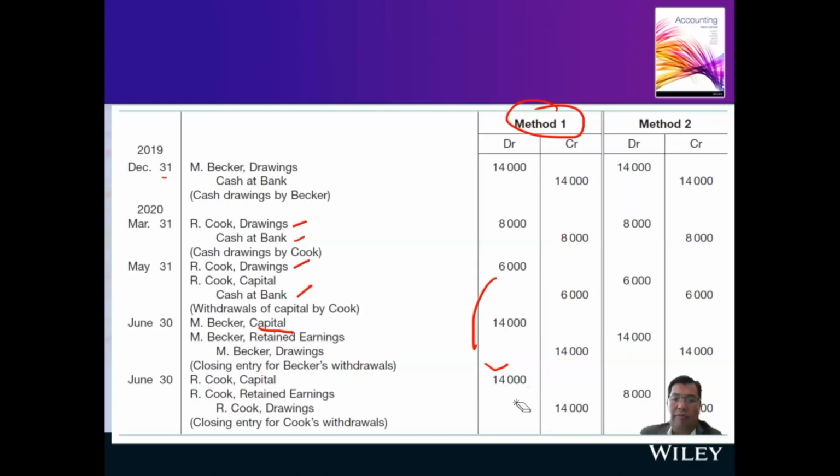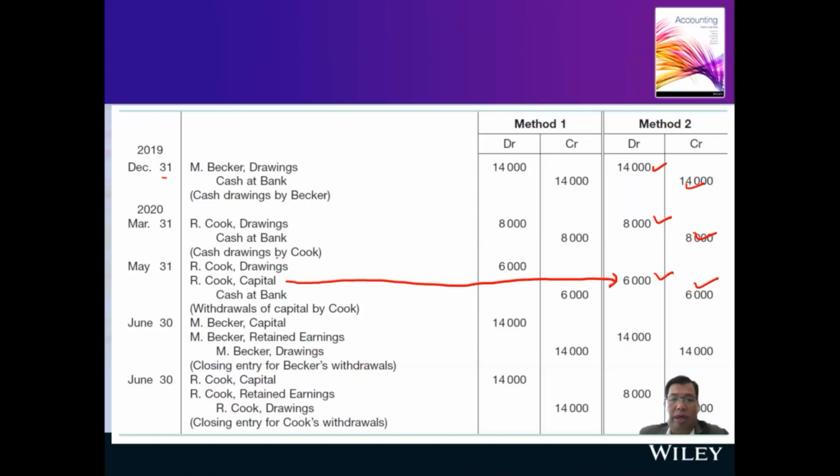However, when we deal with method number two, it's going to be different. What I mean is, the drawings, as usual, debit drawing, credit cash. But for the next one here, this is drawing of capital. So I'm not going to debit drawing, I'm going to debit the capital account. So indirectly, the capital account will reduce. Can you see this difference? The capital account will reduce by 6,000.